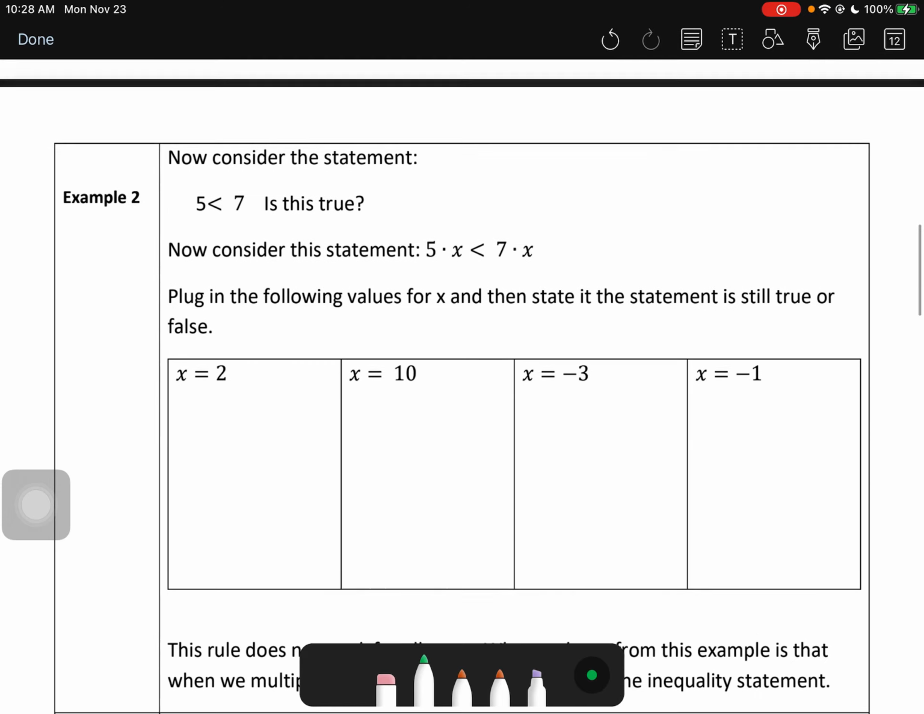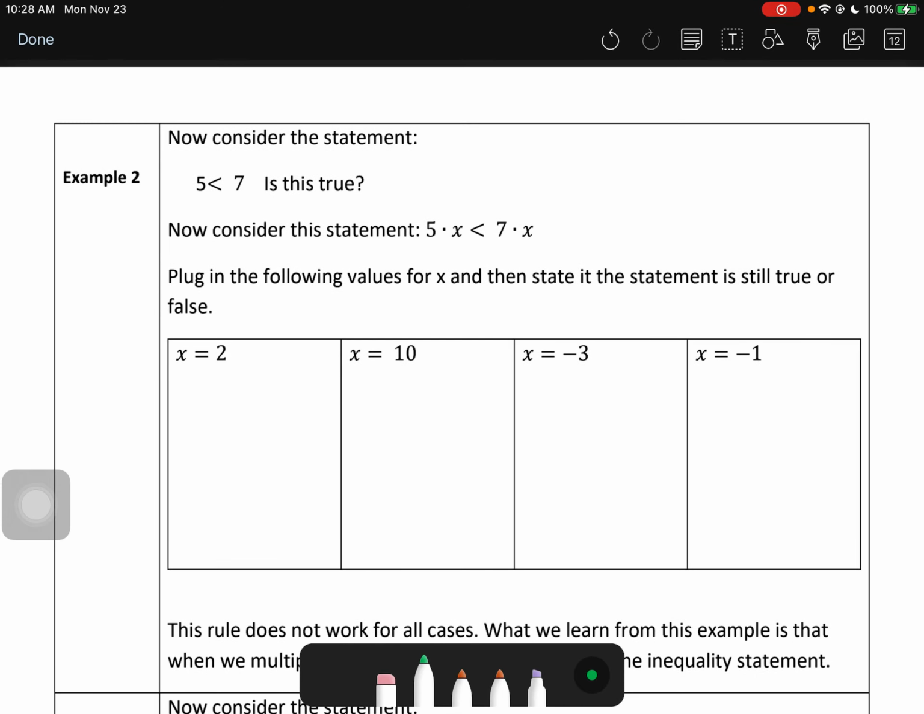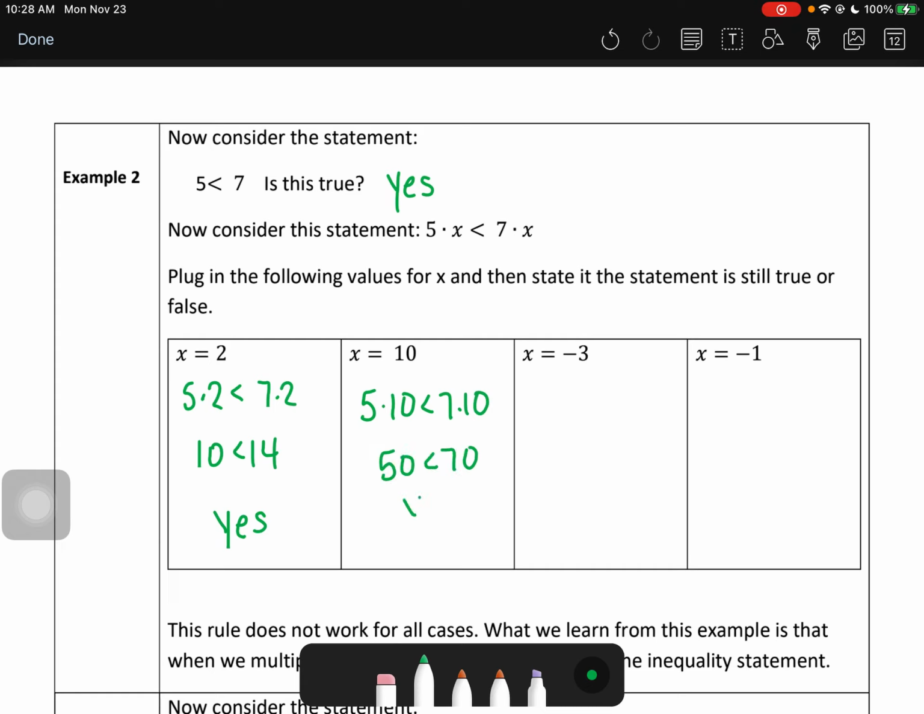Next, example 2. Is this true? Is 5 less than 7? Yes, 5 is smaller than 7. Now let's take a look at multiplying both sides of the inequality by the same number. So let's take a look. 5 times 2, is that less than 7 times 2? Is 10 less than 14? Yes. Let's try multiplying by 10. 5 times 10, is that less than 7 times 10? Is 50 smaller than 70? Yes. Let's multiply by negative 3.